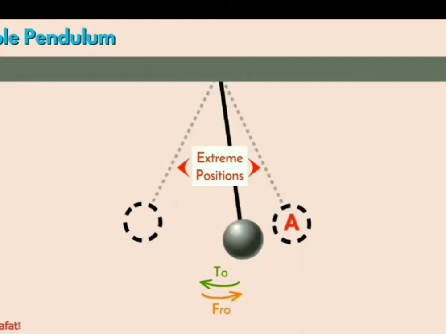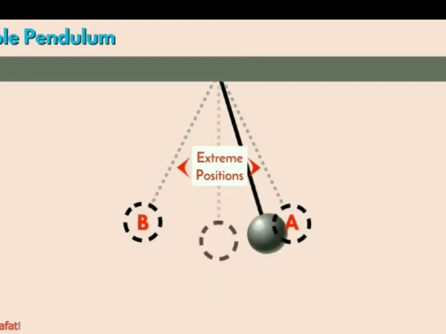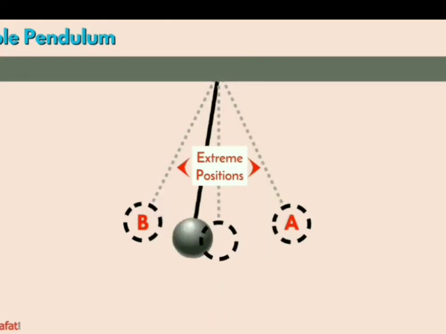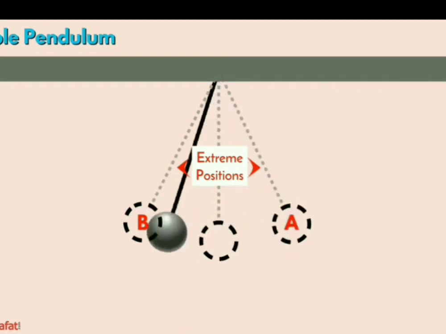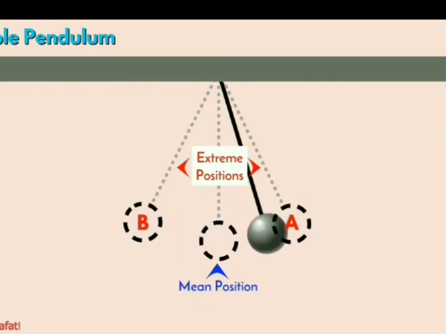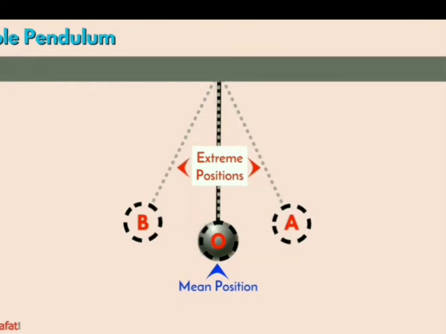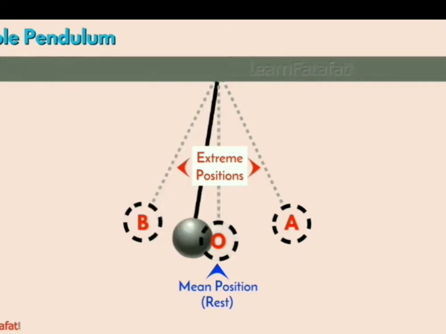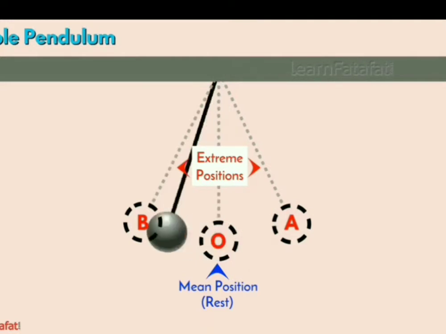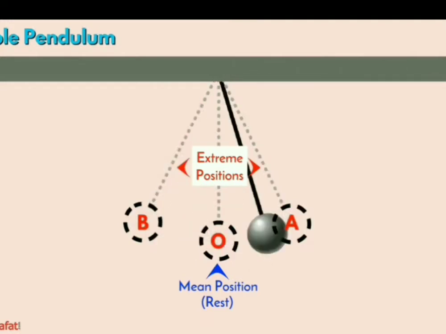Can you see the extreme positions A and B? Yes. And can you see the mean position? Okay, so this is the mean position. Every time this bob has to move from one end to the other end, from one extreme position to the other extreme position through the mean position. Hence it is an oscillatory motion.